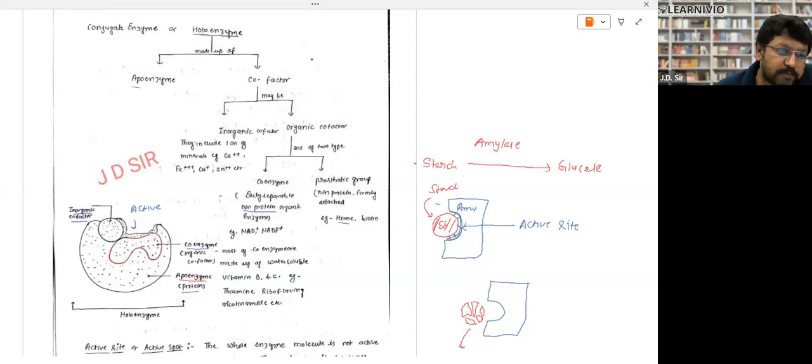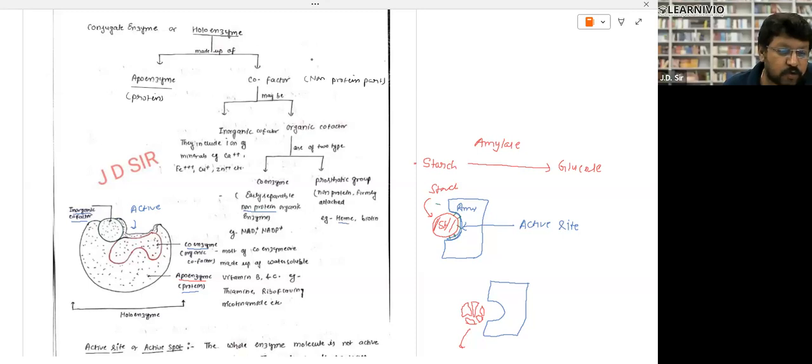Apoenzyme is the proteinaceous part, basically made up of protein. The second thing is cofactor, the non-protein part. The cofactor may be of two types, either inorganic or organic. Inorganic cofactors are normally mineral ions.